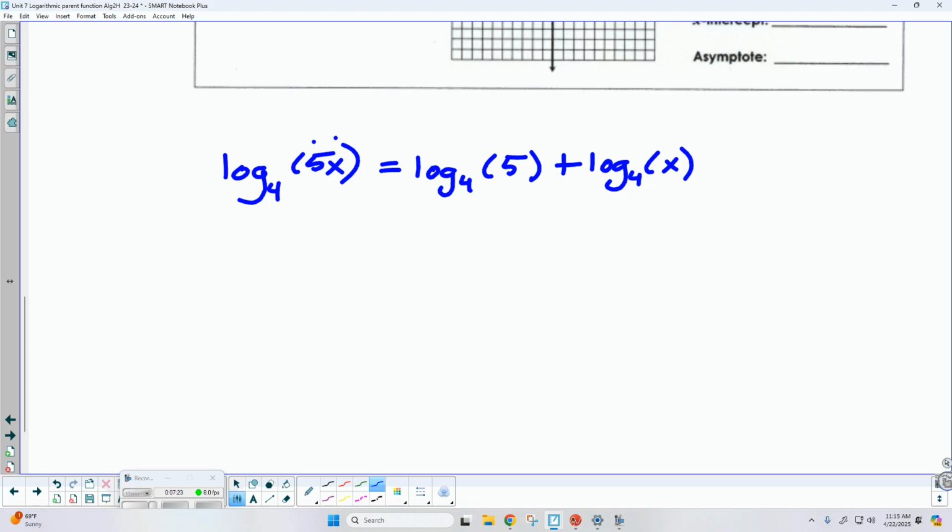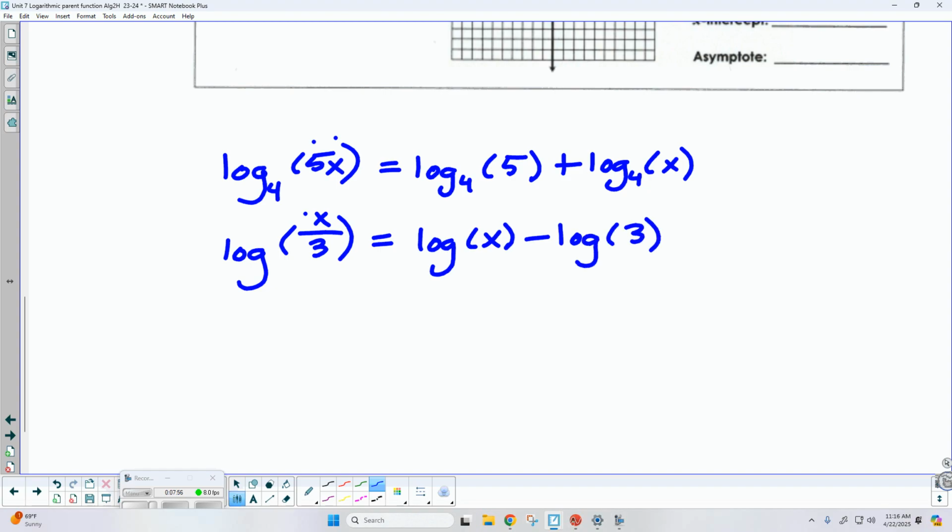Okay. What if I gave you something like this? Log of, let's say, x over 3. Okay. Now, I didn't put a base there. What base is that? 10. Remember, if there is no base, it's base 10, the common log. So how do I break apart division? Subtraction. Remember, fraction, subtraction. Now, does it matter which one goes first? Which one? The x. The numerator has to be written first. So this would be log of x minus log of 3.